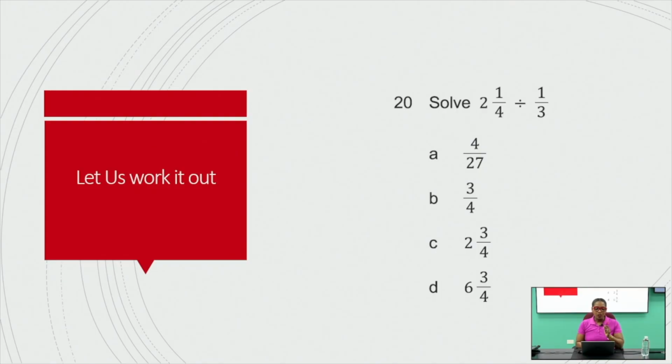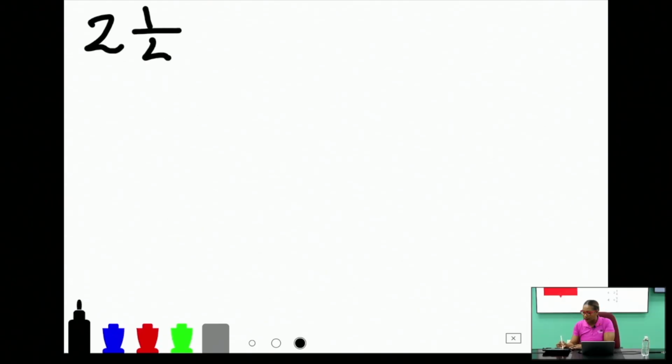You have 2 1/4 divided by 1/3. Let us do that together. So we have 2 1/4. When we're dividing, what do you know about division? So you want to write down your question first. 2 1/4 divided by, did I say 1/4, guys? I hope I said 1/3 now.